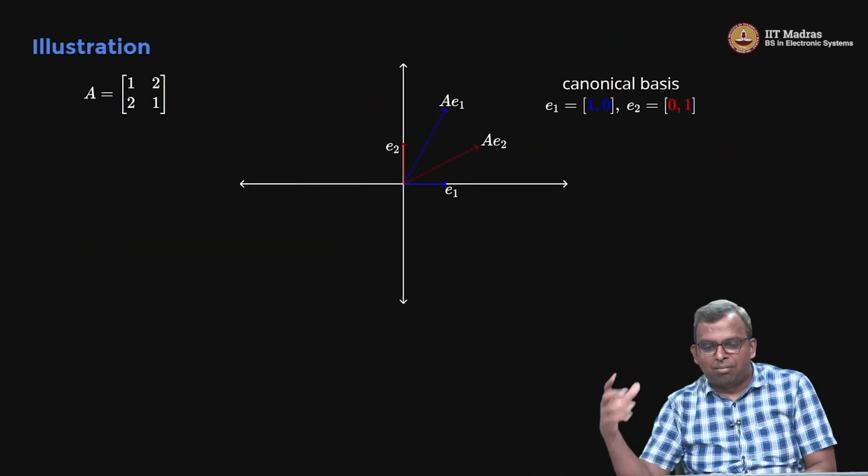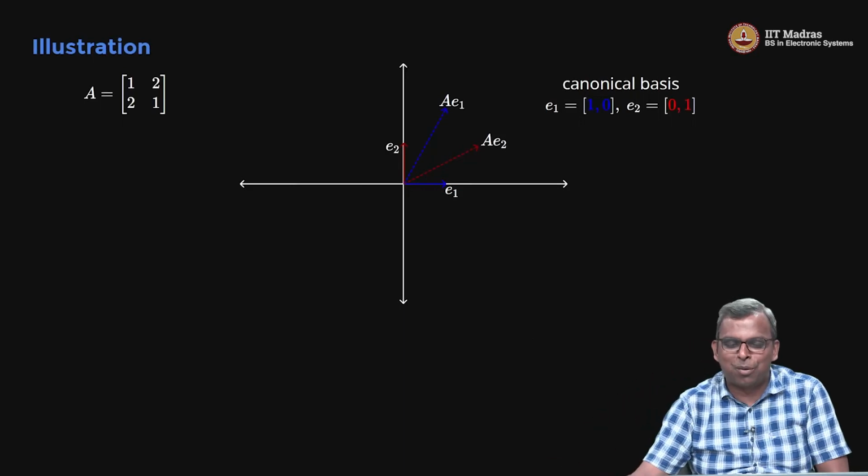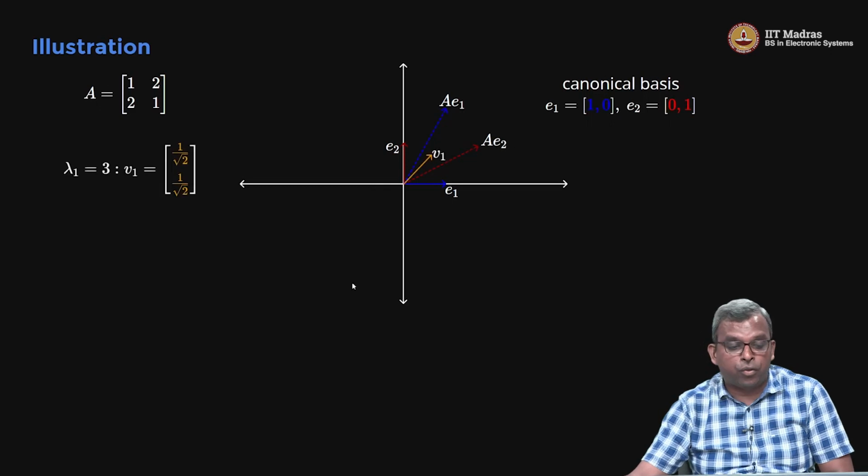Okay, so here is an illustration of what is going on, in case you want to see it in terms of the R2 picture. Here is my matrix 1, 2, 2, 1, and I have a canonical basis E1 and E2. If I work with the canonical basis, it is sort of difficult to understand what is going on, because E1 goes to AE1, which looks here, E2 goes to AE2, that looks something like this. The red guy is going to this dotted guy. But of course, if you go to the eigenvectors, things are very, very easy, right?